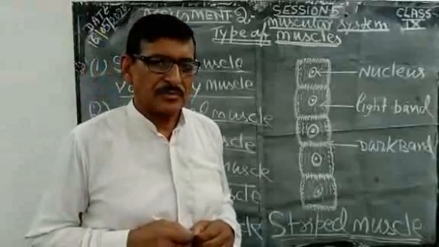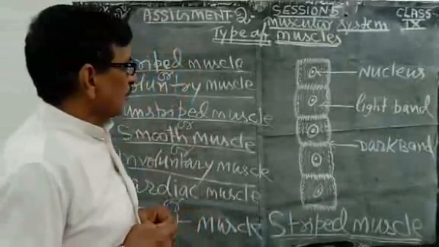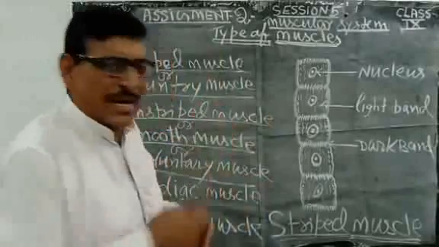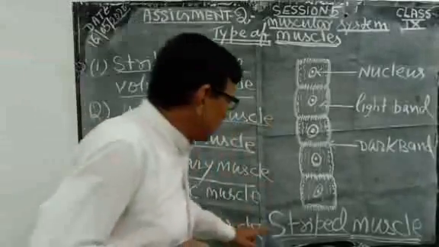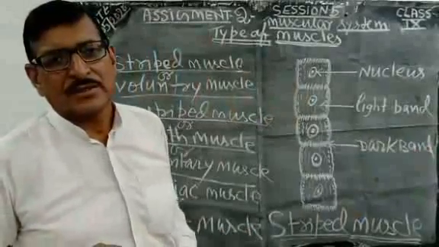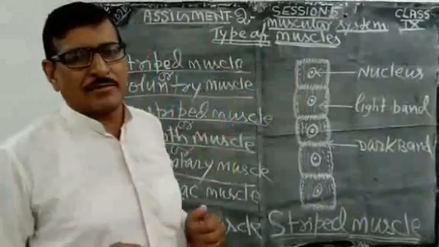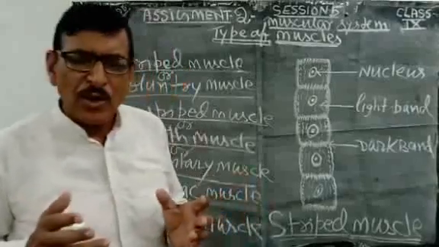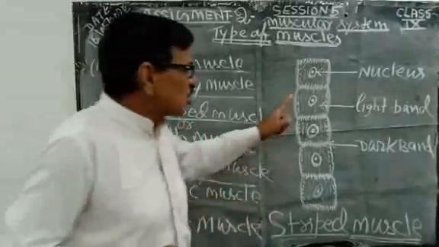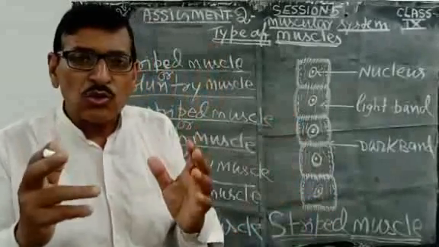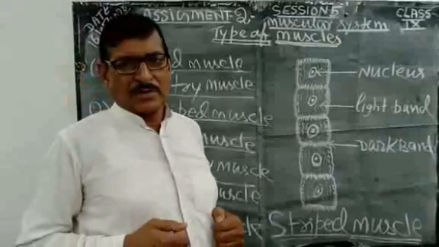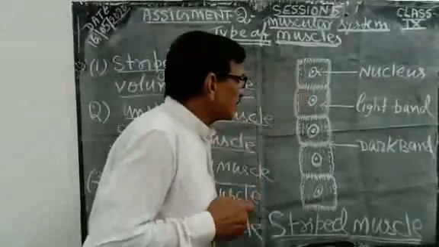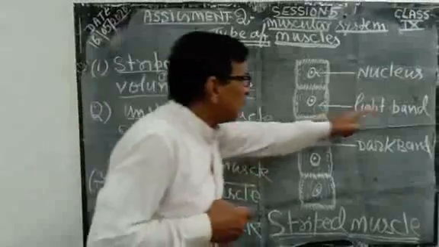Now children, look at the blackboard. I have put a figure there. That figure is related with a striped muscle. Children, when you study this type of muscle through the microscope, we get nucleus and band-like structure.